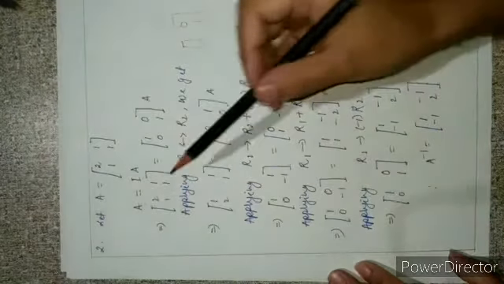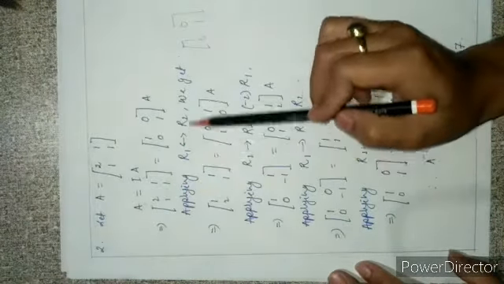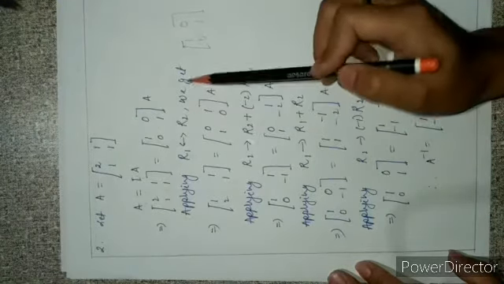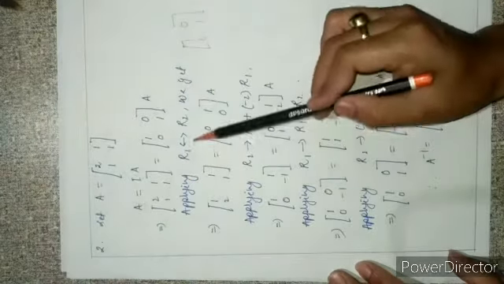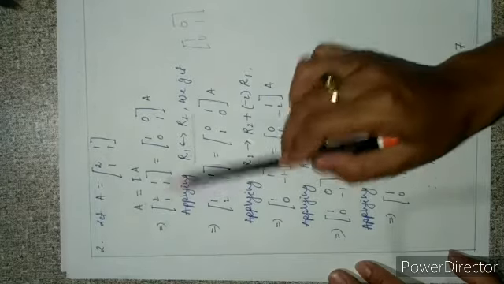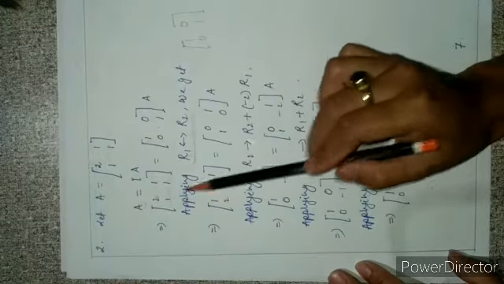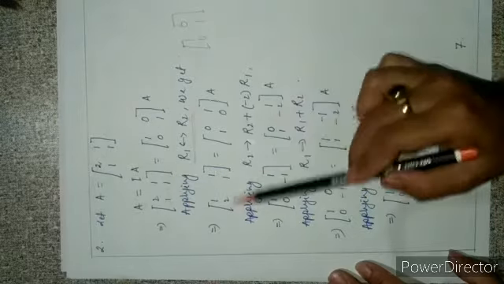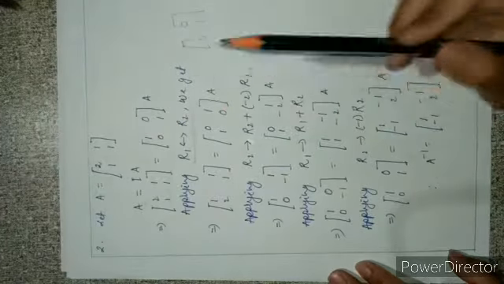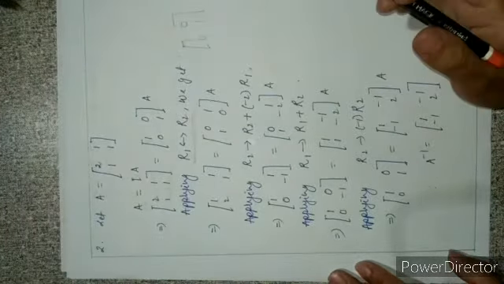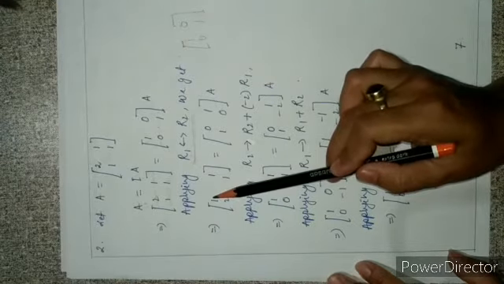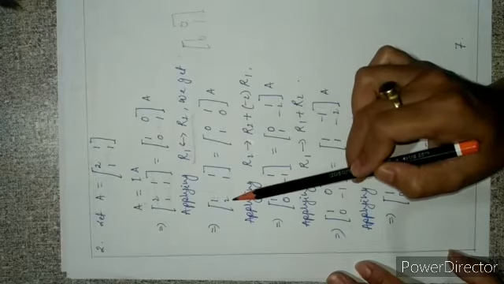Interchanging the first row and the second row. Applying R1 tends to R2 we get this. We should apply this operation on the left hand side and the right hand side also. The first row becomes the second row and the second row becomes the first row. By using this element 1, make the corresponding element 2 equal to 0.